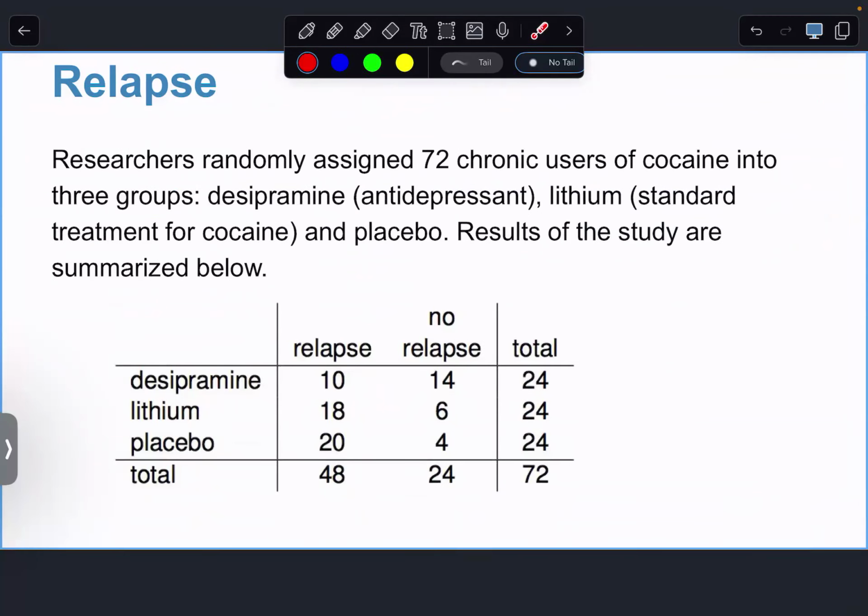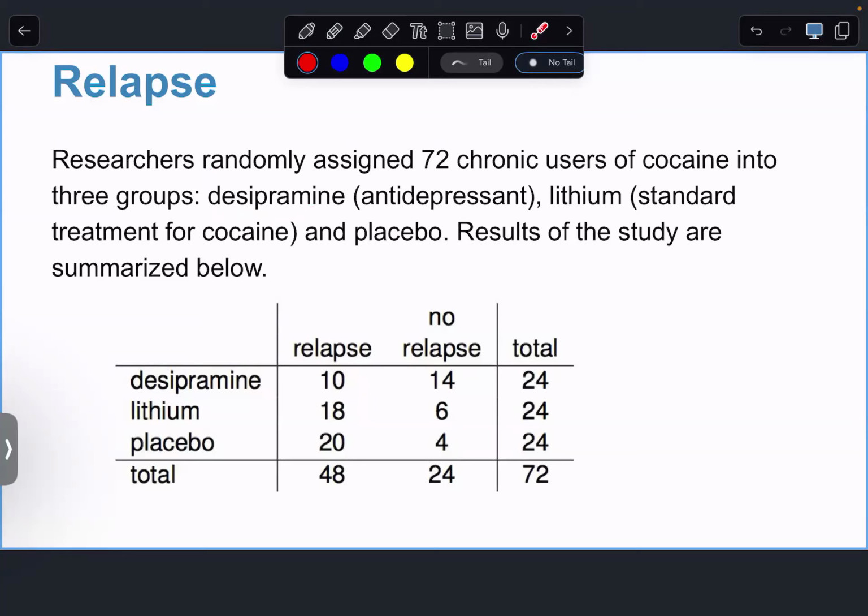So I was reading my notes last night and I meant to change this one because I can never, ever pronounce desipramine. Desipramine? Anyways, whatever. Doesn't matter.